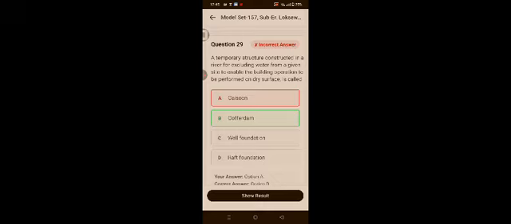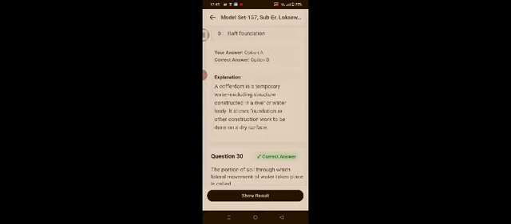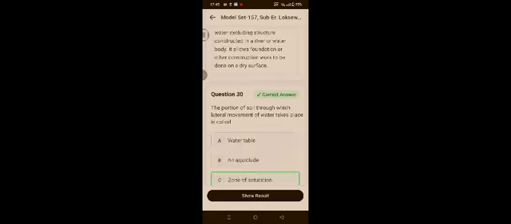Temporary structures are constructed in the river for excluding the water from the given site to enable the building operation to be performed on the dry surface, which is called a coffer dam. Coffer dam is a temporary water excluding structure constructed in a river or water body. It allows the foundation or other construction work to be done on a dry surface.